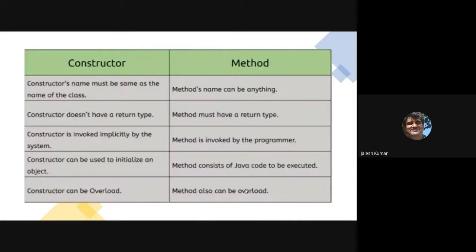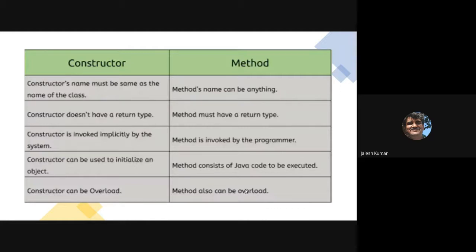Before discussing that, we'll just see the differences between constructor and method. See, the constructor name must be the same as the name of the class. Method name can be anything. Constructor does not have a return type. Method must have a return type, that I showed already. Constructor is invoked implicitly by the system. Method is invoked by the programmer. You have to explicitly call the method, but for a constructor it is not necessary. Automatically, when you are creating the object, it will be invoked.